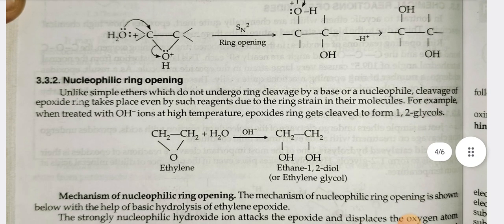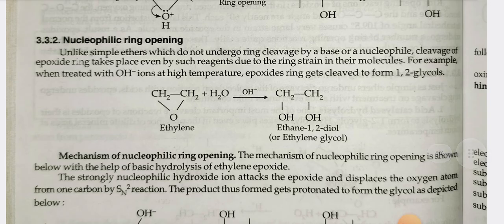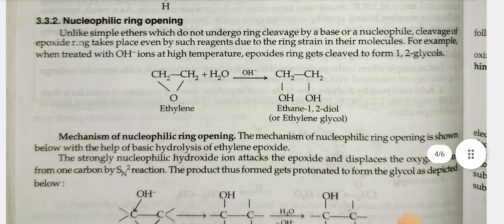Third, nucleophilic ring opening. Unlike simple ethers, which don't undergo ring cleavage by a base or a nucleophile, cleavage of the epoxide ring takes place even by such reagents due to the ring strain in the molecule. For example, when treated with OH negative ions at high temperature, the epoxide ring gets cleaved to form 1,2 glycols. Ethylene oxide, which is CH2OCH2, plus H2O in the presence of OH negative will give OHCH2CH2OH, which is ethane-1,2-diol or ethylene glycol.